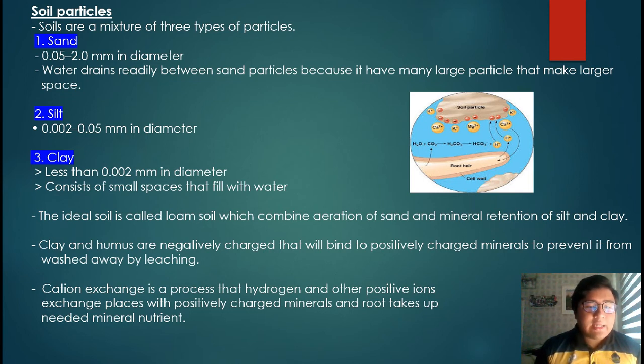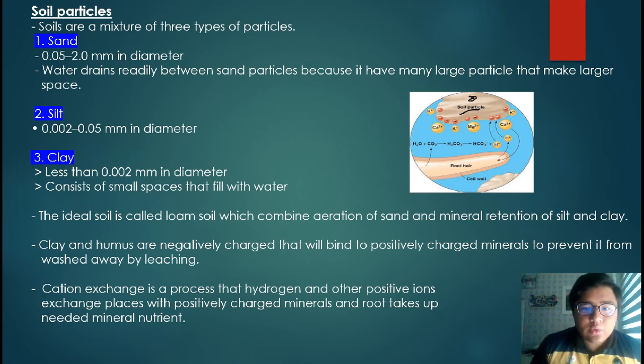So the last point, cation exchange is a process in which hydrogen and other positive ions exchange places with positively charged minerals and the root takes up needed mineral nutrients. Okay, so for better understanding, I want all of you to focus on the picture. So as I said before, the clay and humus, which is the soil particle, they are negatively charged.